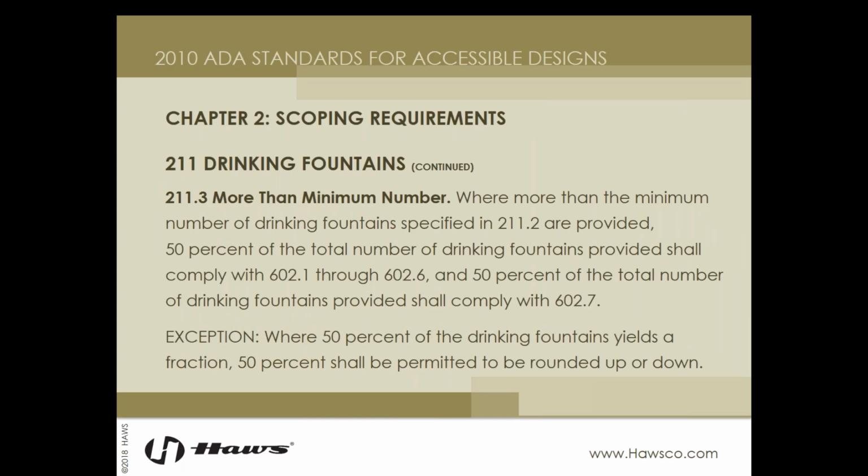This section of the ADA is referred to as the 50-50 rule. When more fountains than the minimum required amount are provided, half have to be a high fountain and half must be a low fountain. For example, if you had 8 fountains you were installing, you couldn't do 6 high and 2 low. You would have to provide 4 high and 4 low, an even amount, 50-50. Except where the amount of fountains you're installing yields a fraction. So in the same scenario, if we had 8 fountains, 4 high and 4 low, and we added another fountain, we have the choice to make that either a high or a low fountain, giving us either 5 high and 4 low or 4 high and 5 low.